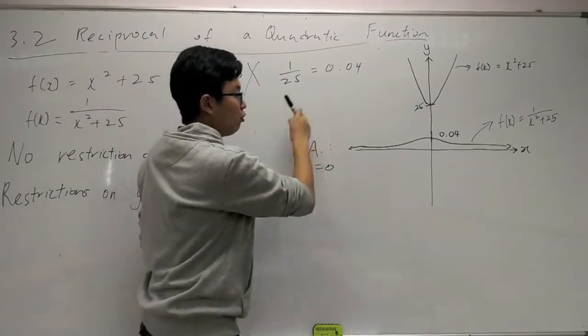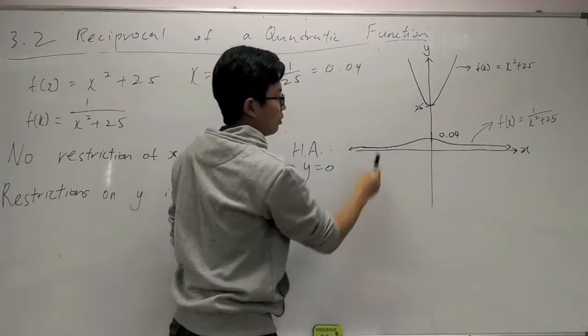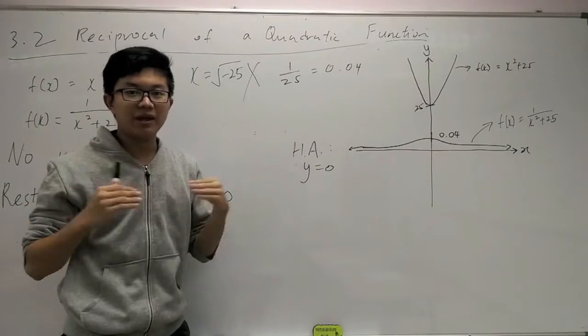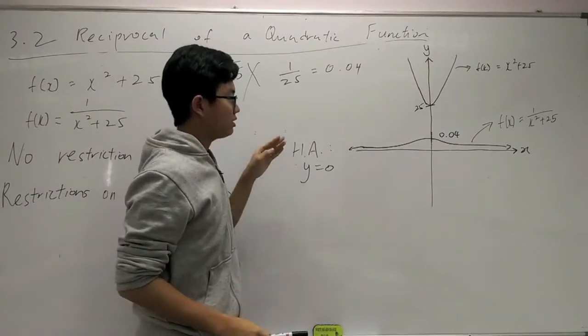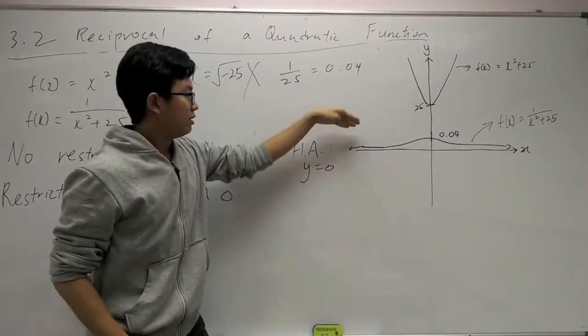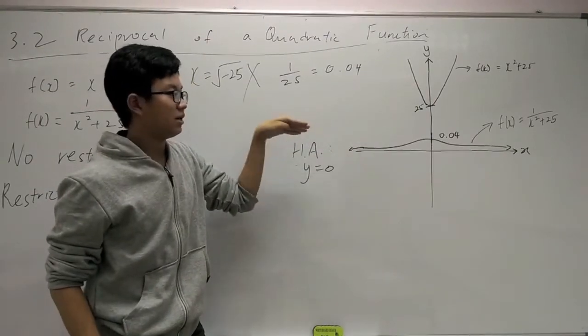And there are no zeros, that's why there are no vertical asymptotes. That means x can be any number, but y still cannot be 0. That's why the function will never touch the x-axis.